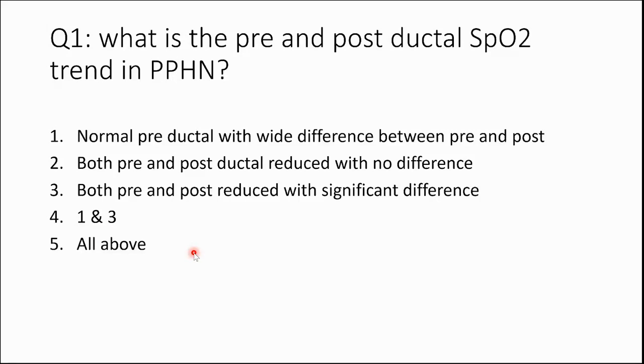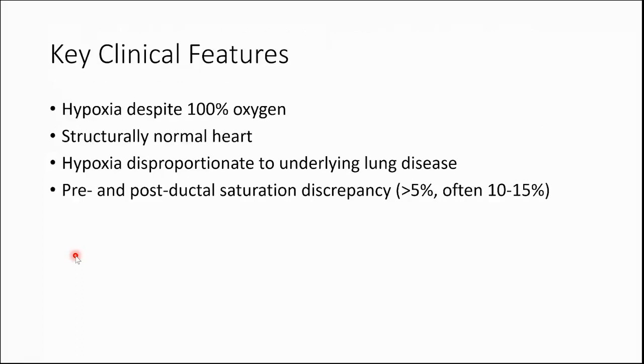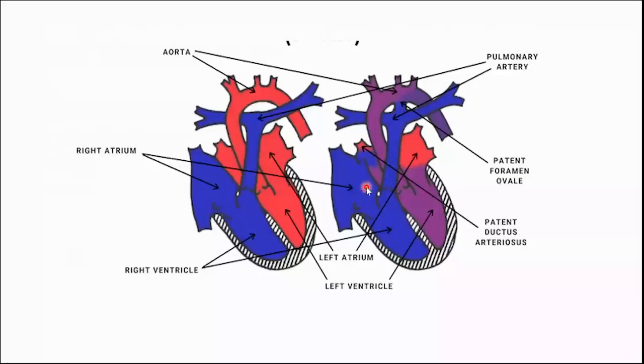So the correct answer is actually all of the above. If you go back to the previous picture, why I wanted this question to be answered is that most of our trainees go away with the idea that PPHN can only present whenever there is a significant pre and postductal saturation difference. Some think only the postductal can go down, but the preductal can remain normal. Or some think the preductal and postductal can both go down, but there should definitely be a difference between them, which is not true.